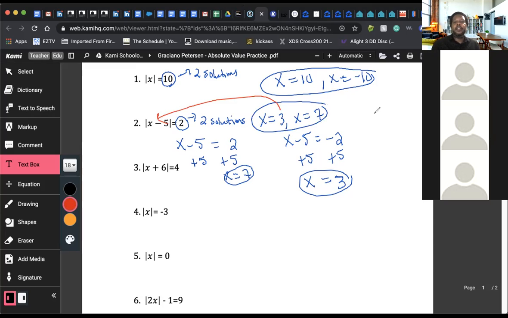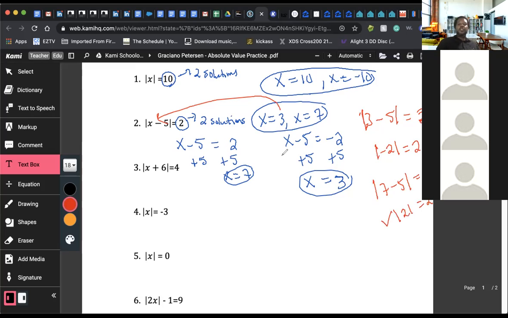So let's try it. The absolute value of 3 minus 5 is equal to 2. Is that true? Well, let's see. 3 minus 5 gives me the absolute value of negative 2, which is in fact 2. That works. Let's see. 7 minus 5 is equal to 2. 7 minus 5 is 2. So yep, that also works.